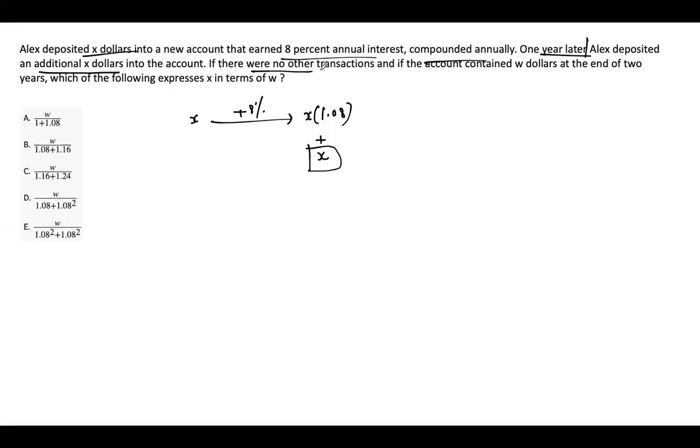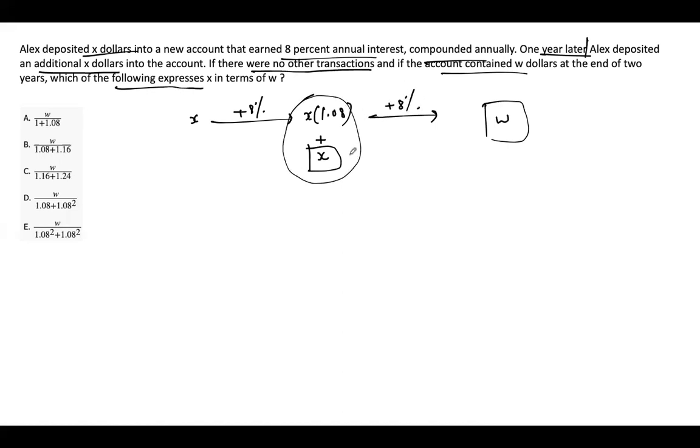If there were no transactions, and if the account contained W dollars at the end of 2 years, which of the following expresses X in terms of W? What will happen here? You tell me. The amount will earn 8% over X into 1.08. So how should I write it? So X into 1.08 into 1.08.